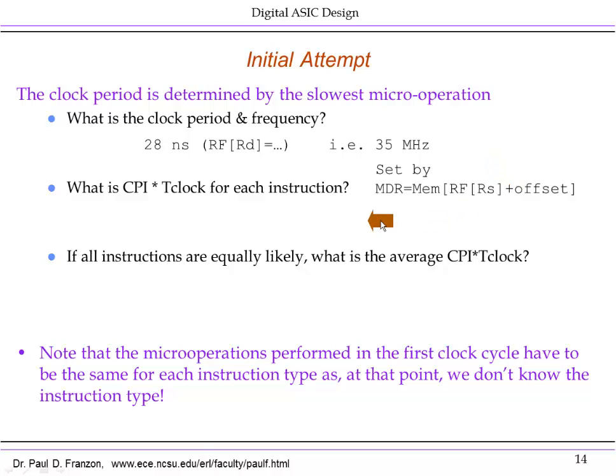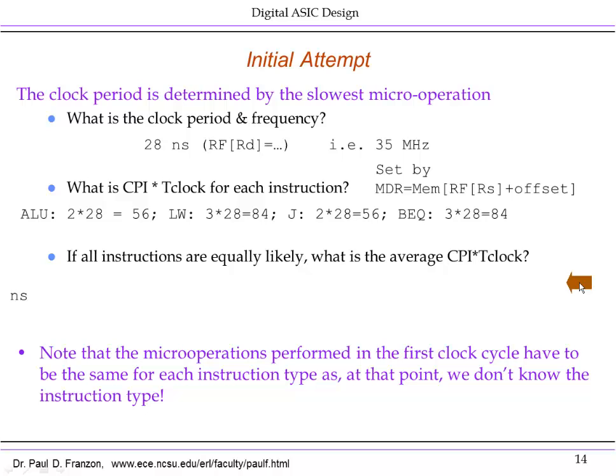Let's calculate the cycles per instruction times T clock for each instruction. ALU takes 2 clock cycles, load word takes 3 clock cycles, jump takes 2, branch takes 3. Clock cycle is fixed by the critical path at 28 nanoseconds. If all the instructions are equally likely, let's now calculate the average CPI times T clock. That works out to 70 nanoseconds. So the question is, can we do better here?